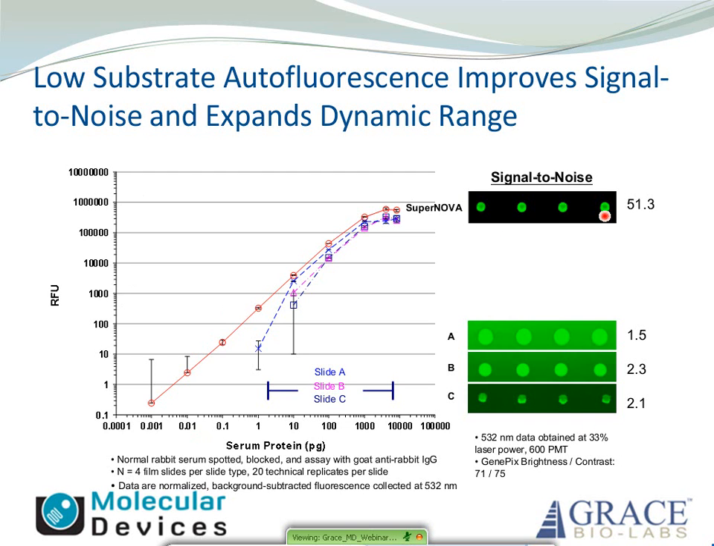So you can see with the Supernovas, we're looking at about 25 times higher signal to noise than with the other slides, just based on the background alone. The high signal to noise allows for a broader dynamic range of signal, as you can see on the lower end. This allows for the detection of lower abundance proteins compared to the rest.